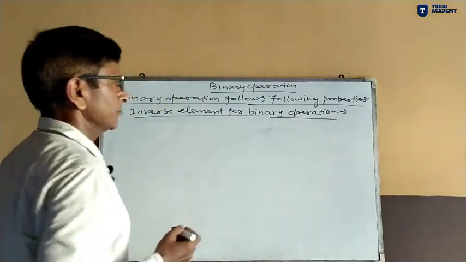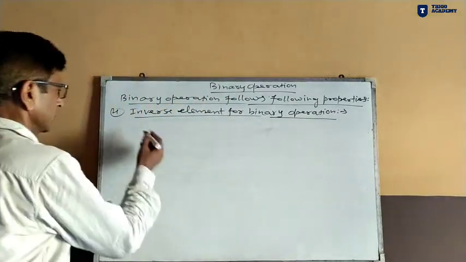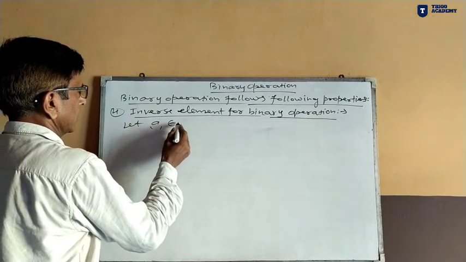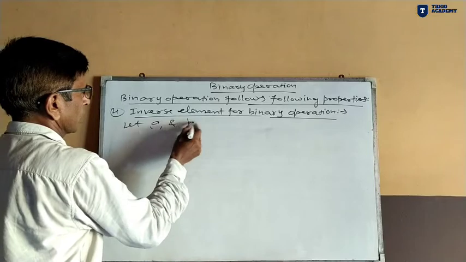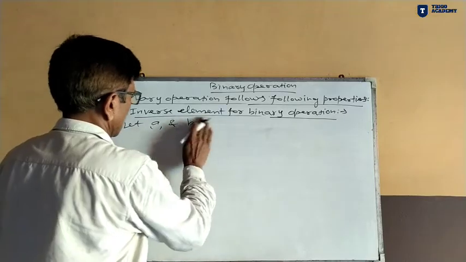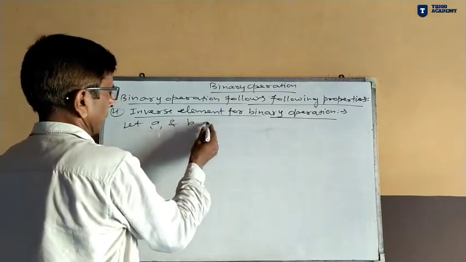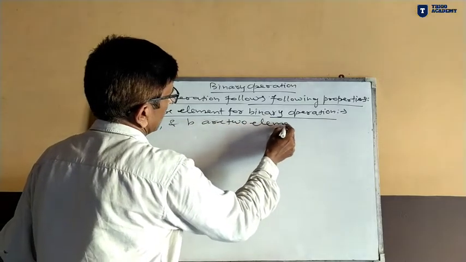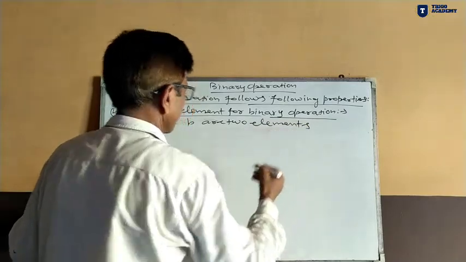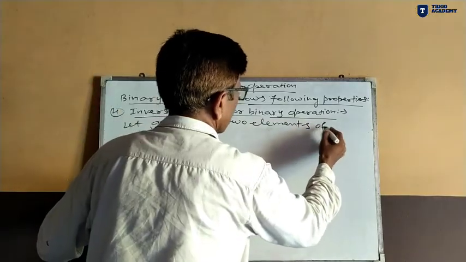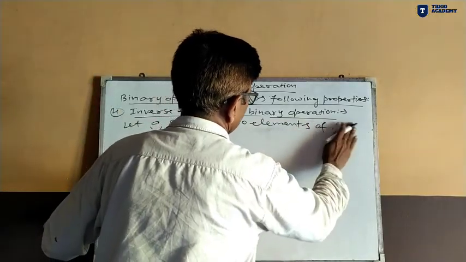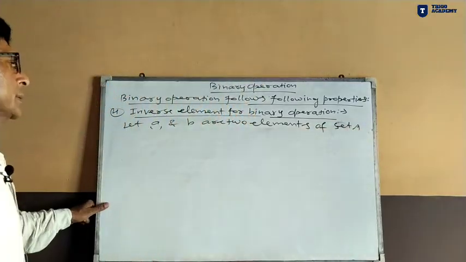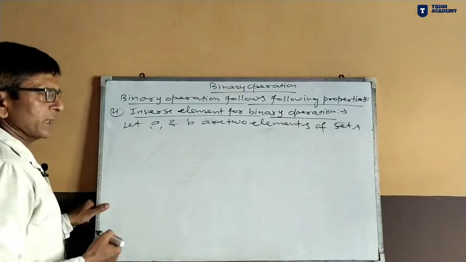Here we consider two elements. Let a small a and a small b. A small a and a small b are two elements of set A, and they satisfy the following condition.